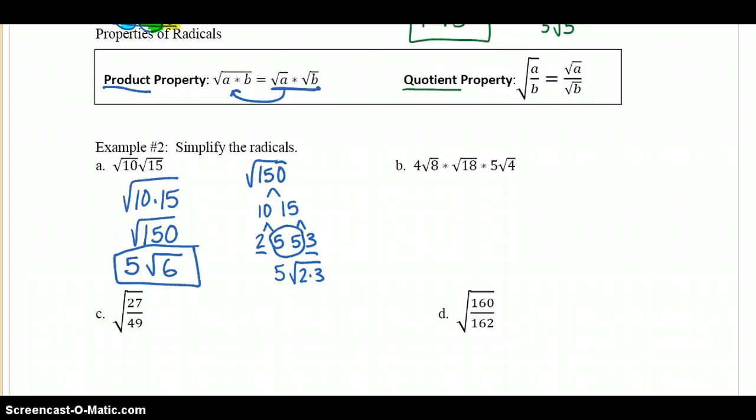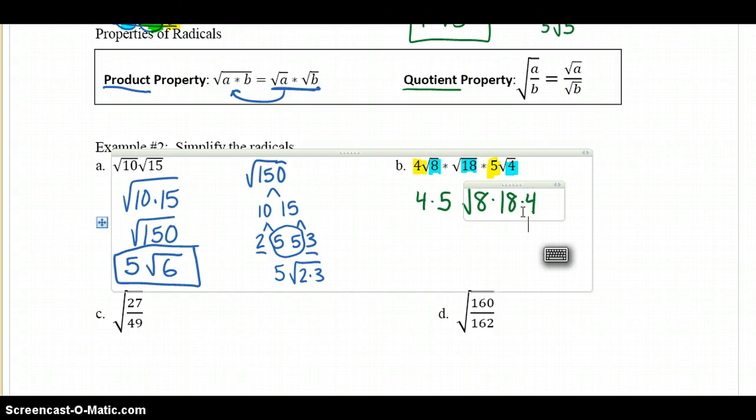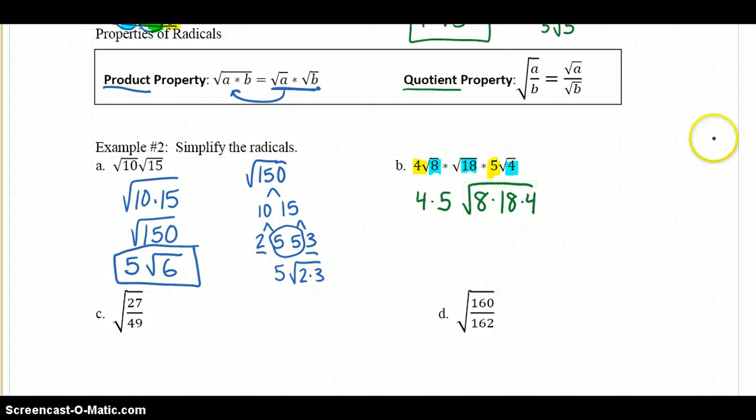Alright, letter B is pretty similar, except it's got some numbers on the outside. Okay, so again, just like the example we did above, I'm just going to take those numbers and multiply them on the outside. And then the numbers on the inside, this 8, this 18, and this 4, I'm going to leave on the inside. So 8 times 18 times 4. And then it just becomes a normal problem. We can go ahead and simplify both the numbers on the outside and the numbers on the inside. Alright, and I think you guys can do this on your own, so go ahead and try that.